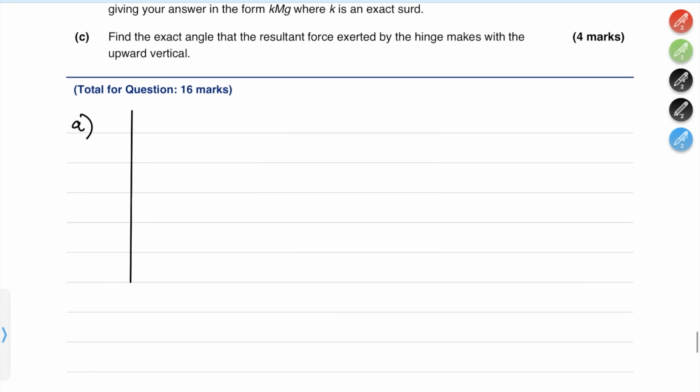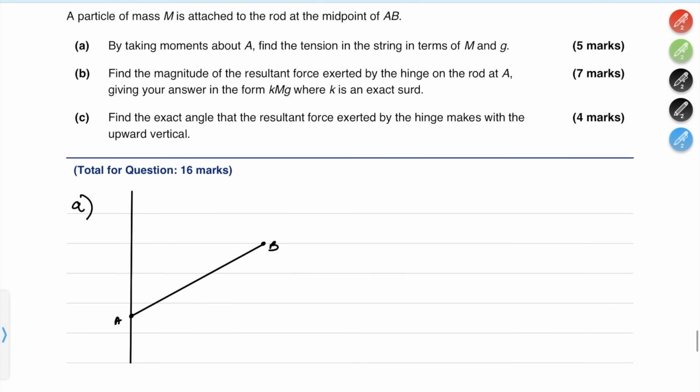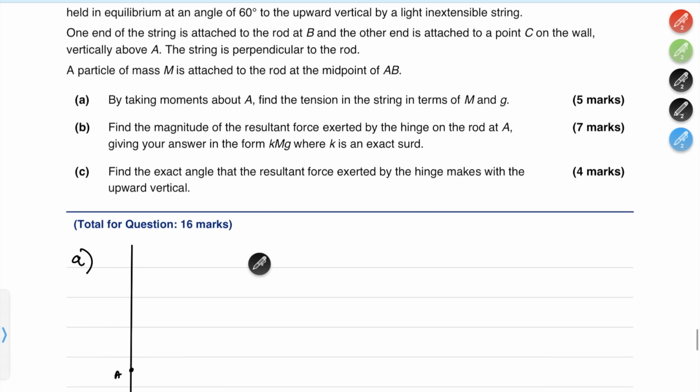So that is our wall. If we draw our rod, this is our rod AB. So A, B, and actually I might make this a bit shorter because we have to make the string perpendicular to the rod at B. I might make it shorter again, just so I can make it perfectly perpendicular so it's easy to see here. So B, and this will be our point C.